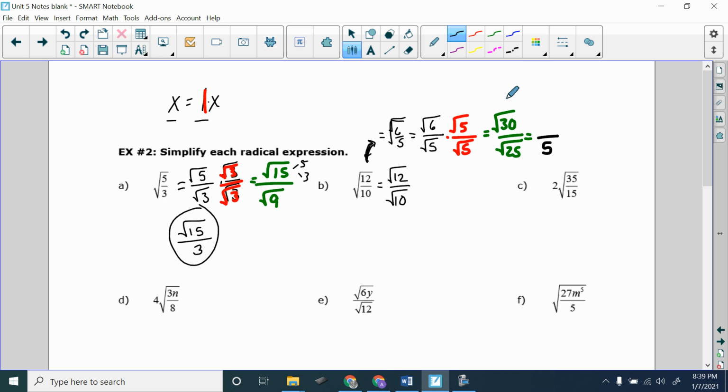And 30 is 5 times 6, which is 3 times 2. And no, there's nothing that comes out. None of these have pairs, so it stays the square root of 30.